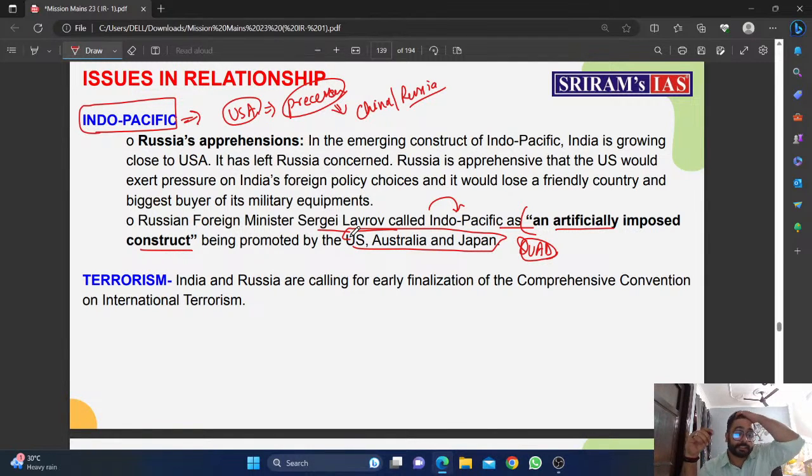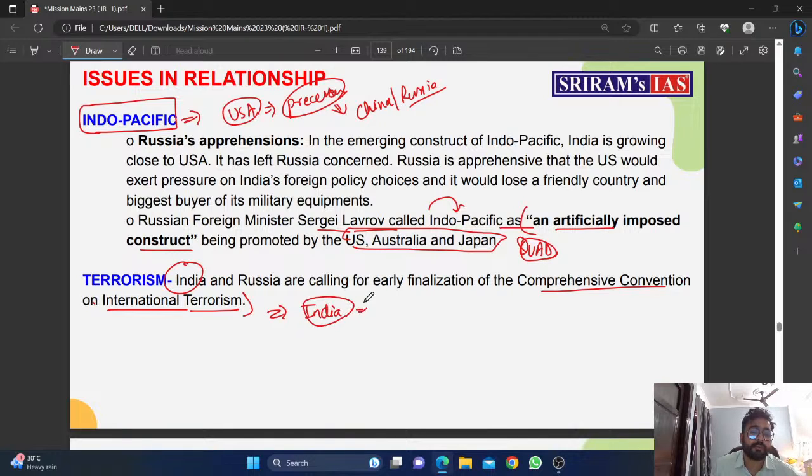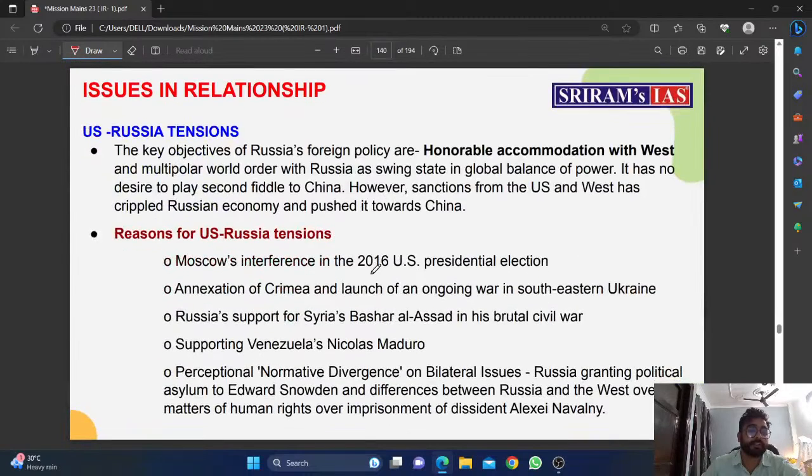And then guys, terrorism. There is an issue on terrorism because India is pushing for a comprehensive convention on international terrorism in the United Nations, where India is pushing that we should have a common definition for terrorism everywhere. But that definition of terrorism is right now not defined very clearly. So both the countries are trying to come together so that we can reach a consensus on a comprehensive convention on international terrorism.